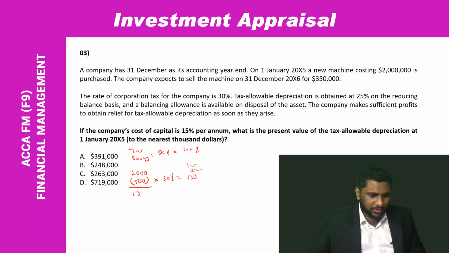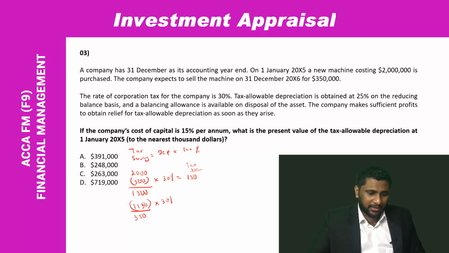Then here you are getting 1500. And for the second year, there is no depreciation because you are selling the asset. In the year of disposal, you have to calculate either balancing charge or balancing allowance. So here in this question, you are going to sell the asset for 350,000. That means your asset value is going to get reduced by 1150. So you will have a balancing allowance.